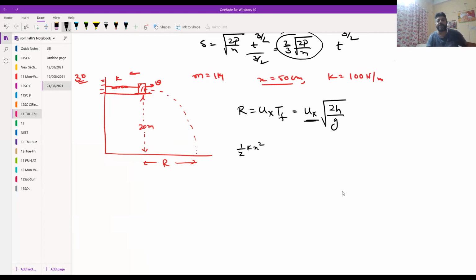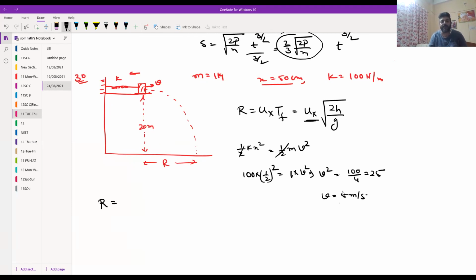ये ux मिलेगा तुम्हें half kx square, that is the spring constant, equals half mv square, half of cancel। k का वैल्यू कितना दिया है तुम्हारा 100, x का वैल्यू कितना दिया है 1/2 स्क्वायर, मास कितना दिया है 1 kg into v square. तो यहाँ से v square कितना आया 100/4 that is 25. तो v equals to 5 meter per second. So मेरा रेंज कितना होगा 5 into root 2h/g. h is 20/10. That is 5 into 2. That is 10 meter. Clear?